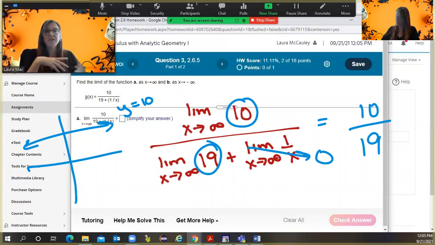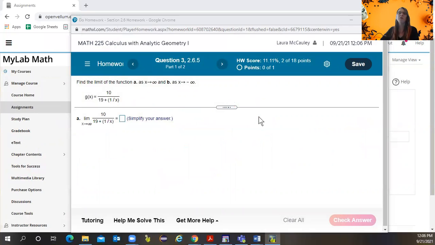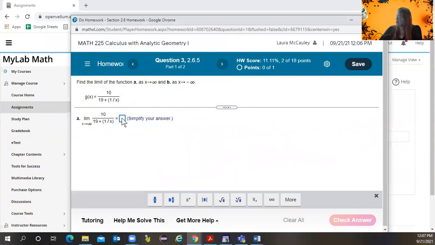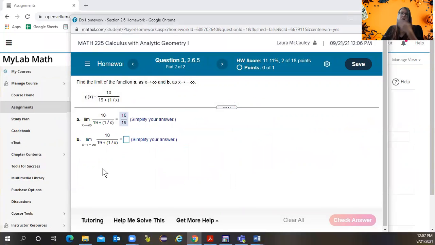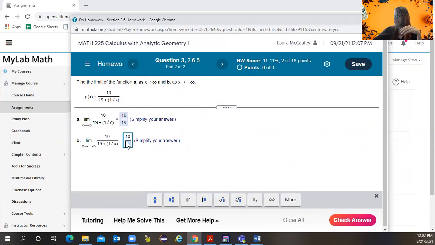Because of the limit laws, we are allowed to just break this thing up, and then we know that 1 over x is 0. So this is just 10 over 19. And the same thing's going to happen at negative infinity. This is just 1 over a really big negative number. It also just goes to 0.